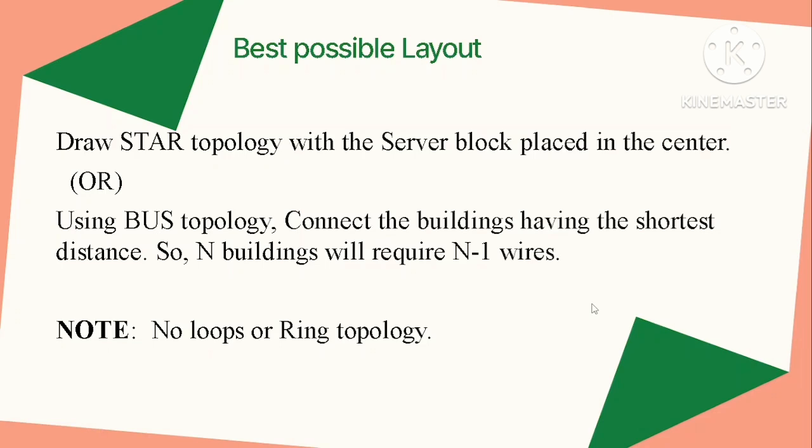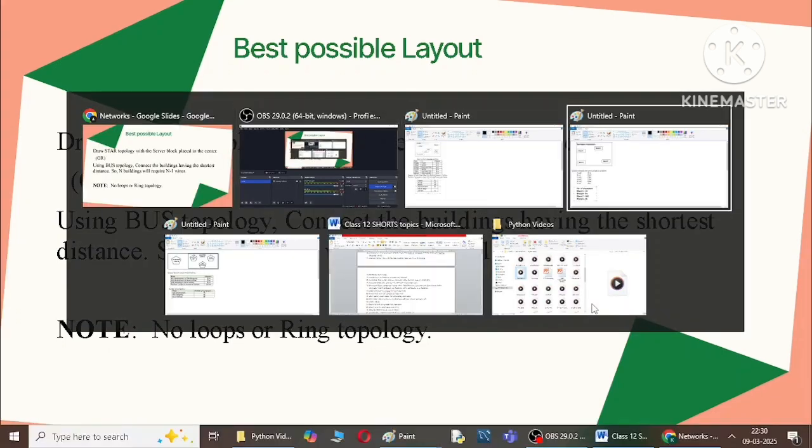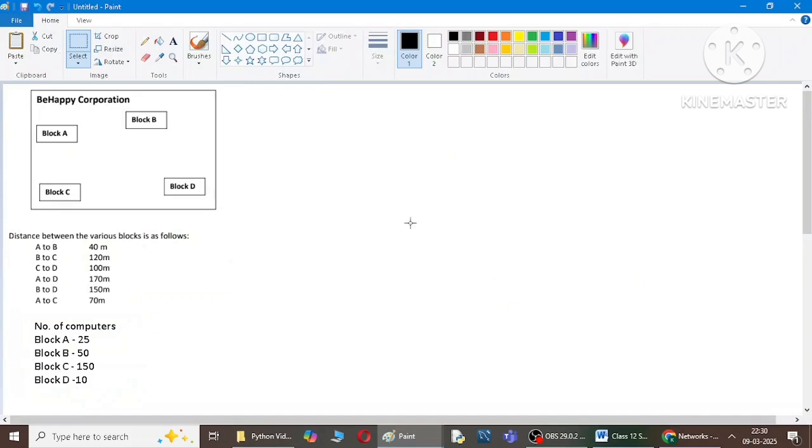I will show you some case study questions taken from the sample question papers. See, the first one: Be Happy Corporation has 4 blocks, block A, B, C, D. There will also be another block called block E, which is the head office placed some 1000 miles away. So when you draw the topology, don't worry about that block. You have to draw the layout for the blocks which are placed within a particular campus. For a block which is away from the city or the country, you should not mind it while drawing the layout. So there are 4 blocks within the campus which should be connected.